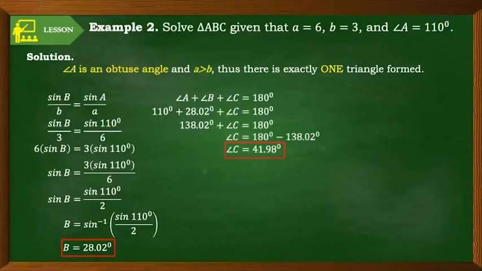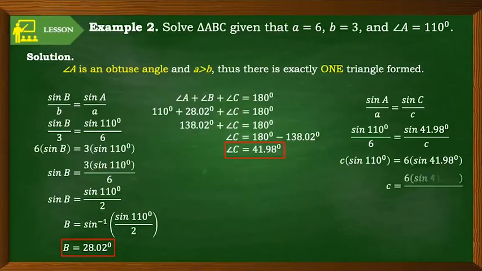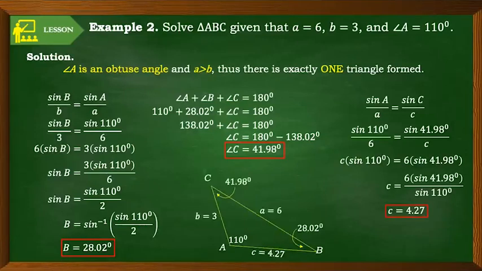In solving side c, we will use sine A over a equals sine C over c. Then substitute the values, cross multiply, we divide both sides by sine 110 degrees. So use your calculator to solve for c. So c is 4.127. So this is now the triangle with complete measurements.